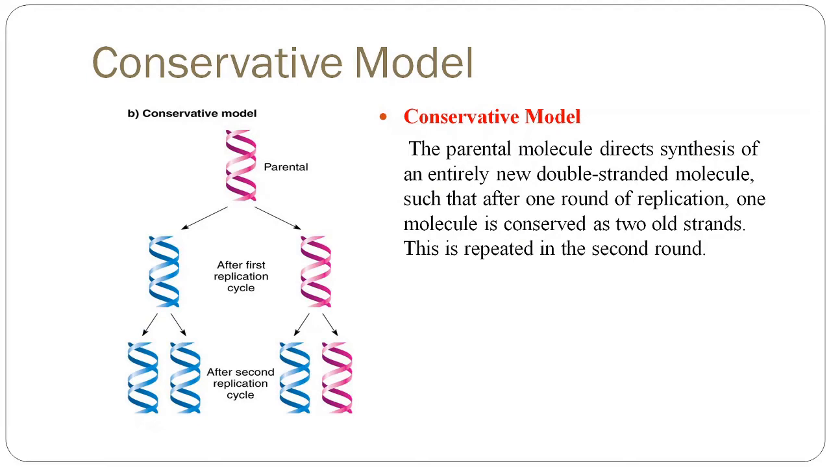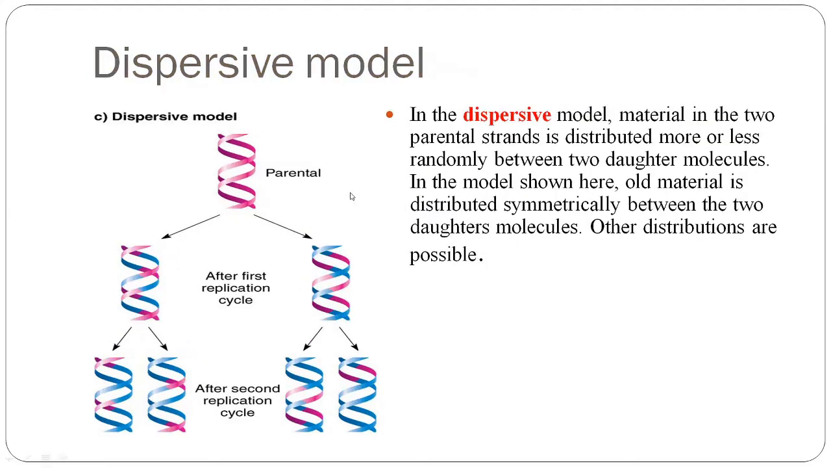Now the third model which was proposed is the dispersive model. Dispersive means what? Hybrid, we can say. You can read over here. In the dispersive model, material in the two parental strands is distributed more or less randomly between the two daughter molecules. In the model shown here, old material is distributed symmetrically between the two daughter molecules. Other distributions are possible.